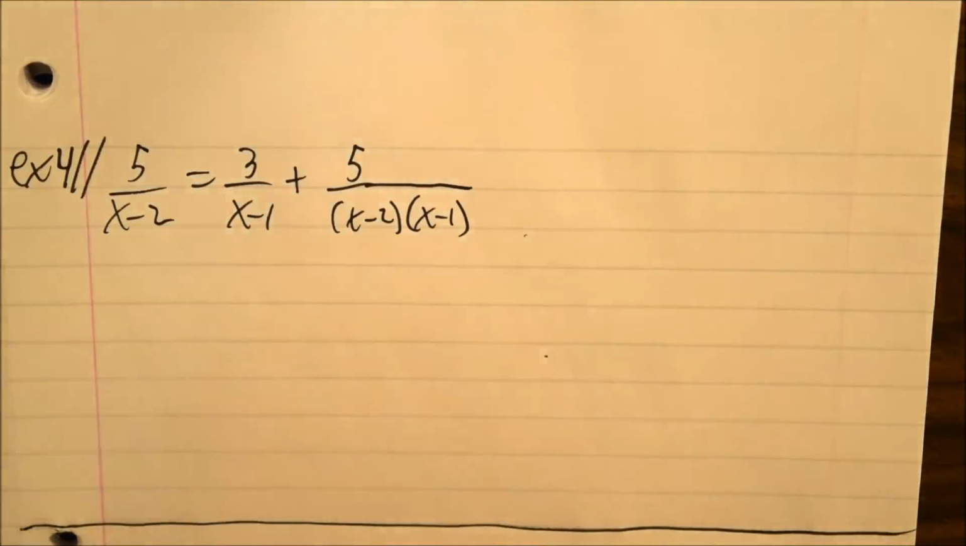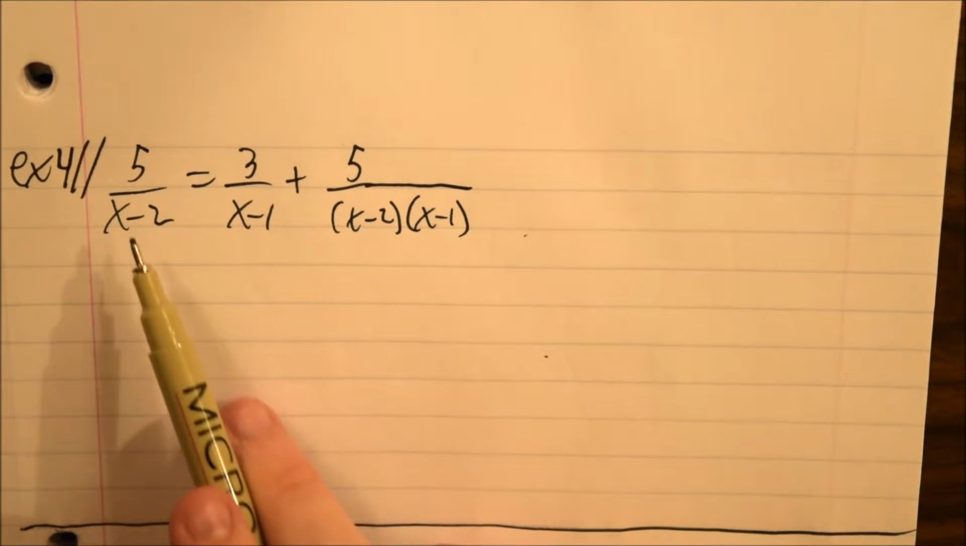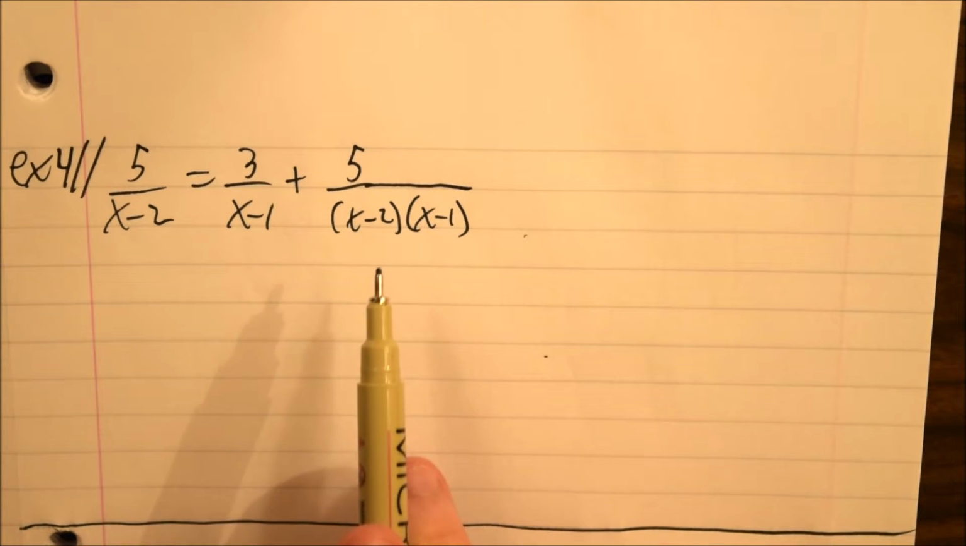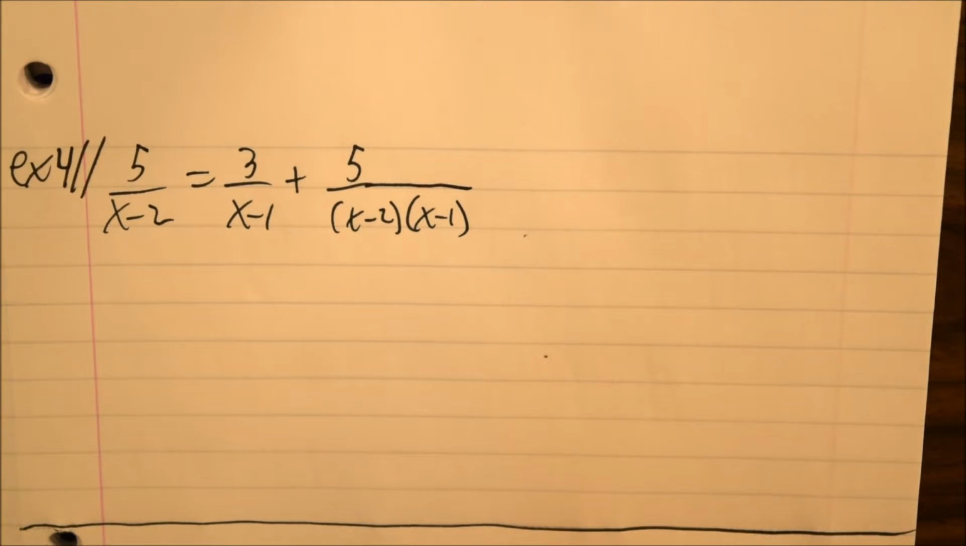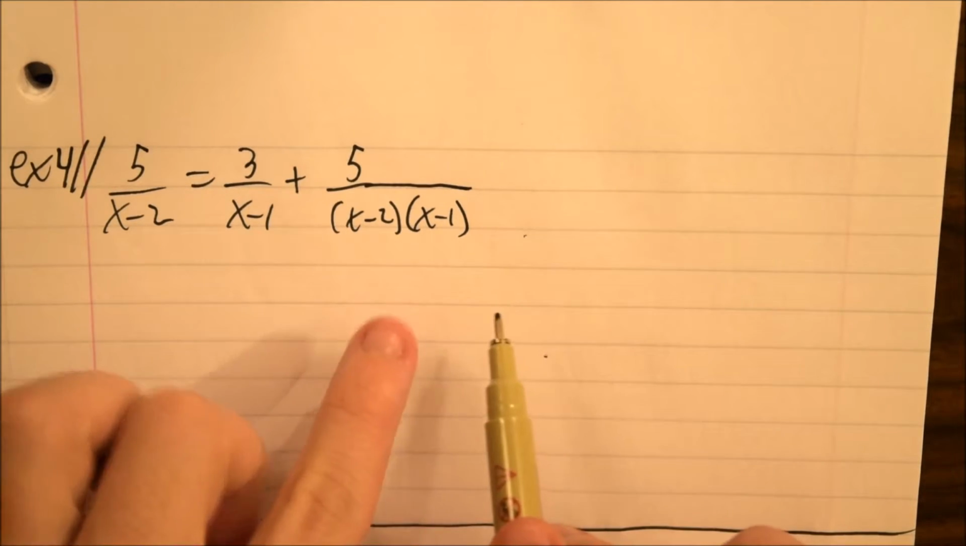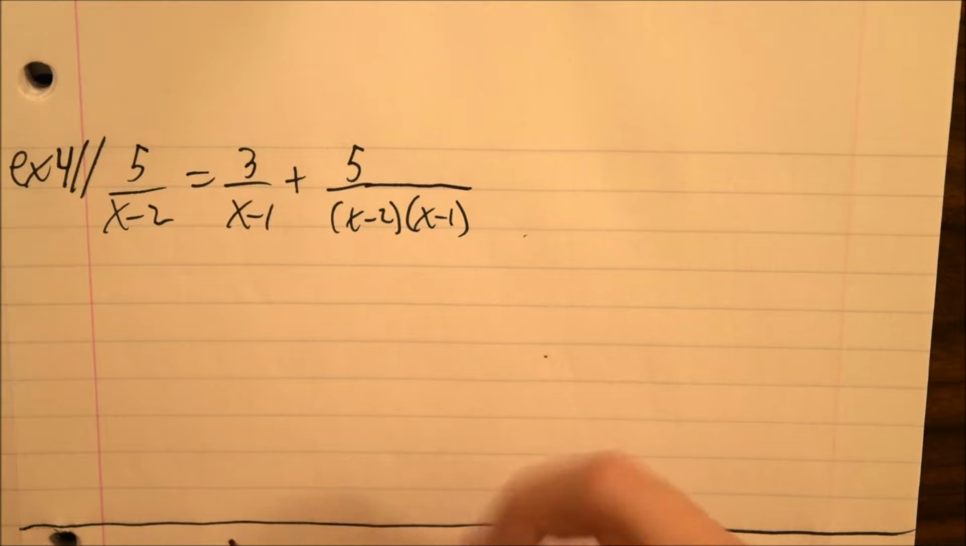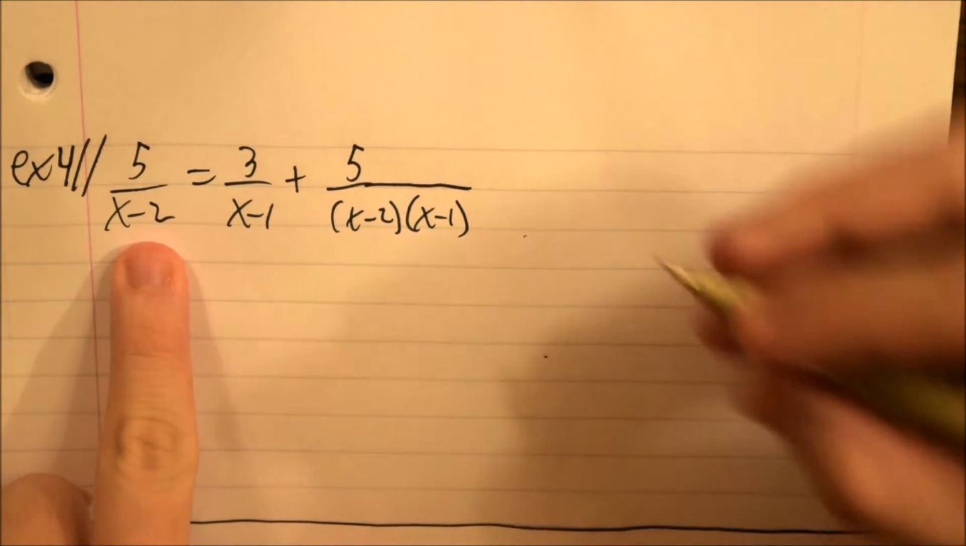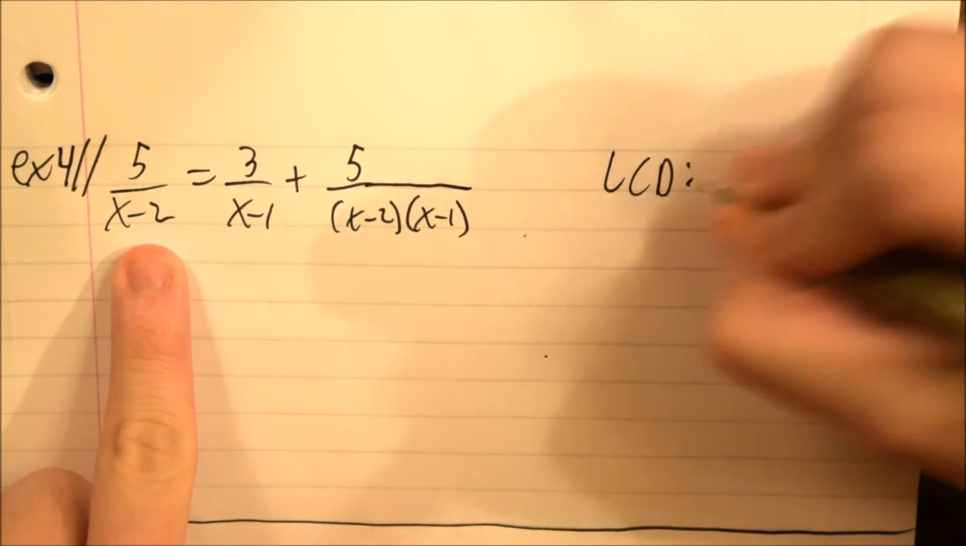Now, just like we've been doing before with these other problems, I want to get rid of these x's in the bottom. And if these were just regular numbers here, the way I would do that is I multiply by the LCD, the least common denominator. And that's exactly what I'm going to do here. I'm going to find the LCD.